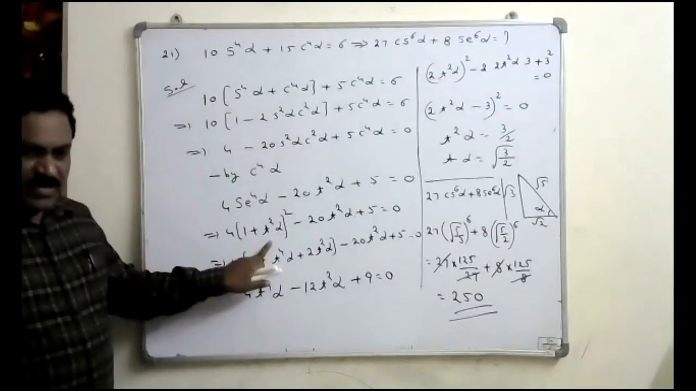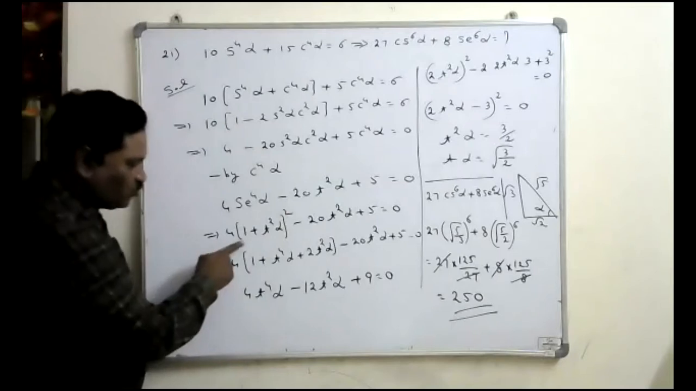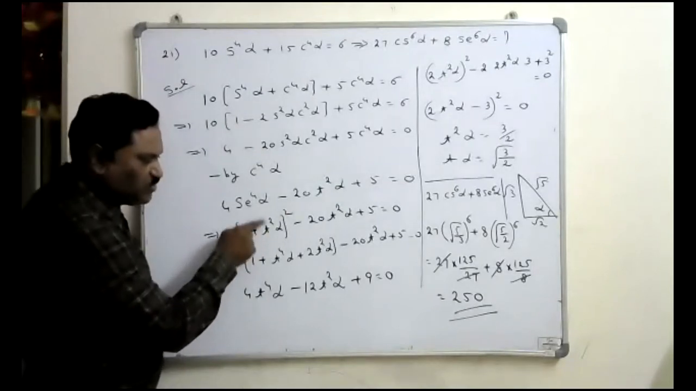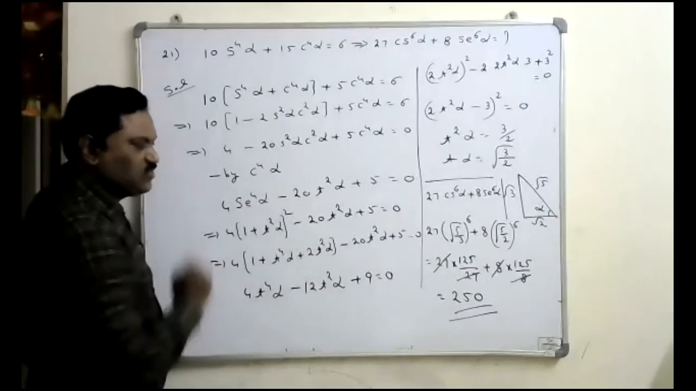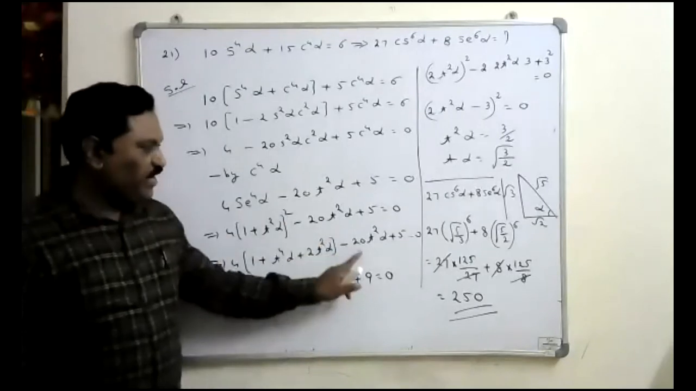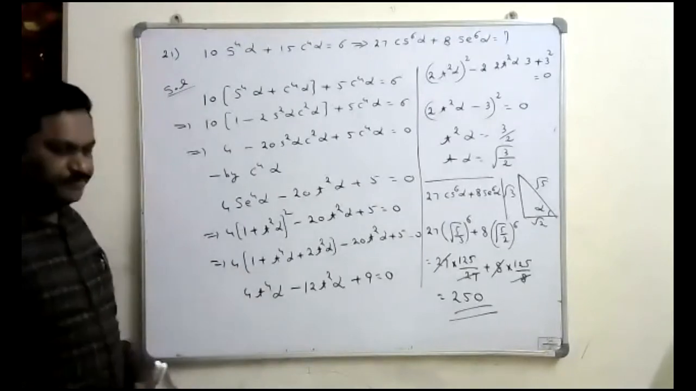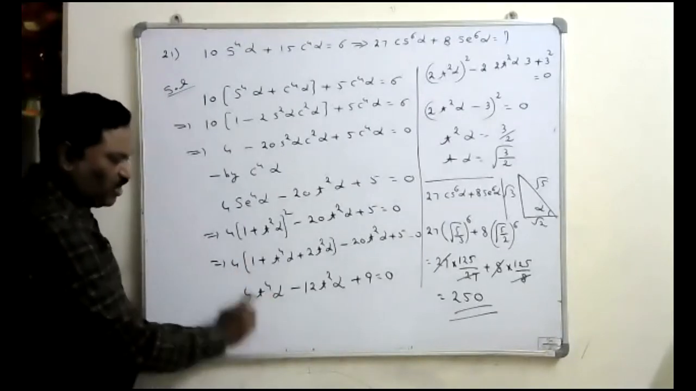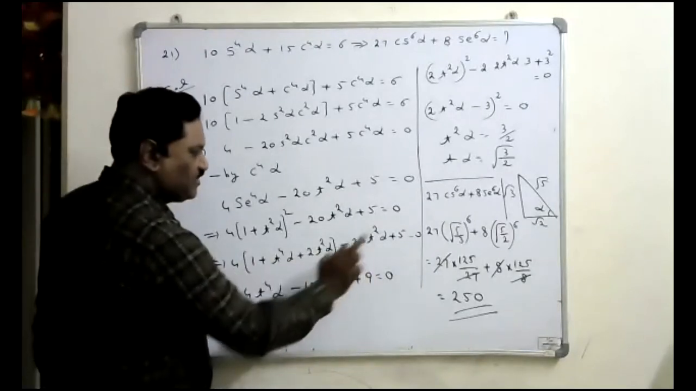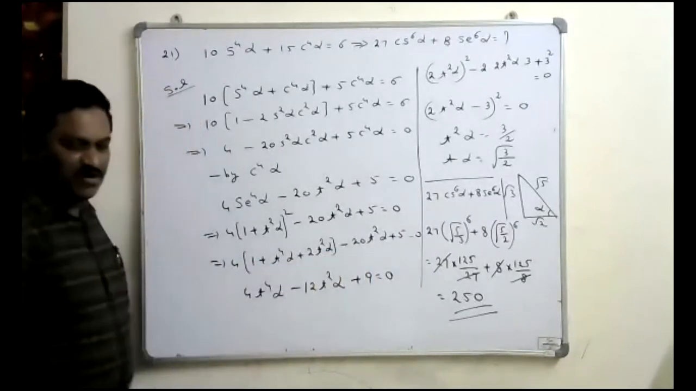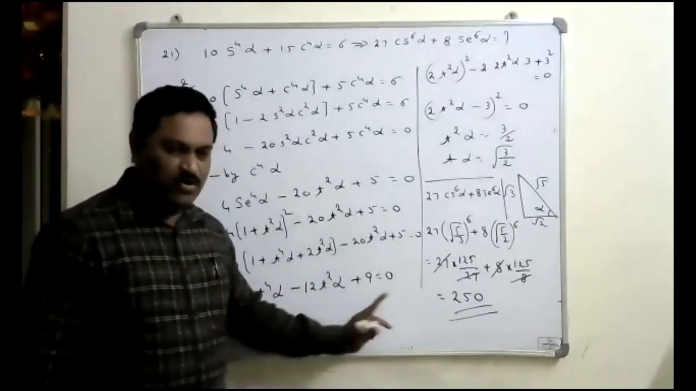we will expand that. It is in the form of a plus b whole square. If you expand that, a square plus b square means tan square alpha whole square, that is tan power 4 alpha, plus 2ab means 2 tan square alpha minus 20 tan square alpha plus 5 equal to 0. So if you multiply by 4, tan power 4 alpha becomes 4 tan power 4 alpha, 4 2s are 8 tan square alpha minus 20 tan square alpha, total minus 12 tan square alpha. 4 into 1 is 4 plus 5, that is 9, is equal to 0.